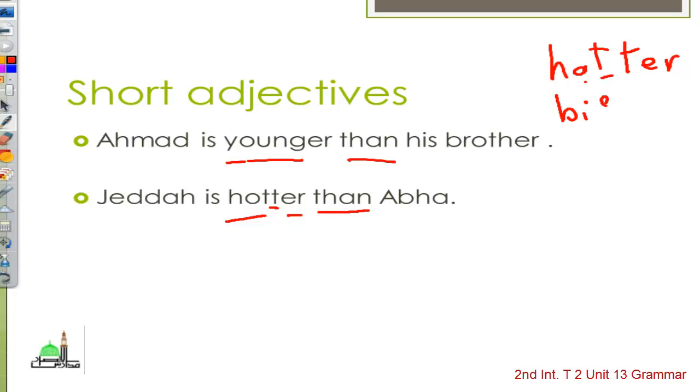Again, if you have big, B-I-G, you have one vowel here before G. So this adjective will double G, and then we add E-R. Let's look at another example with short adjectives.